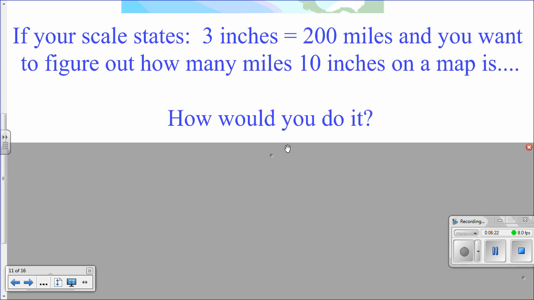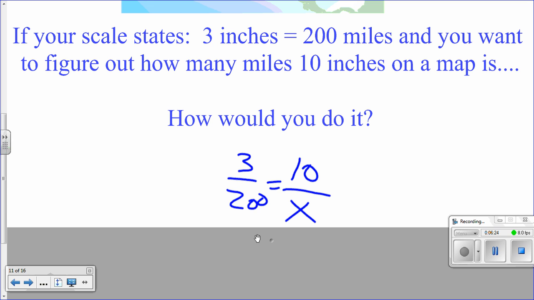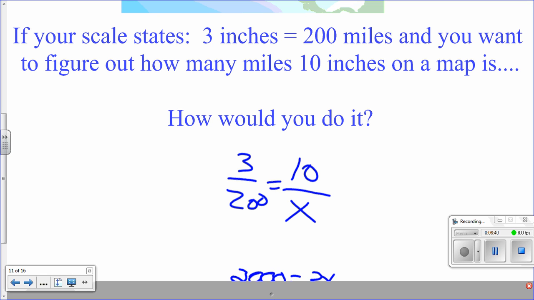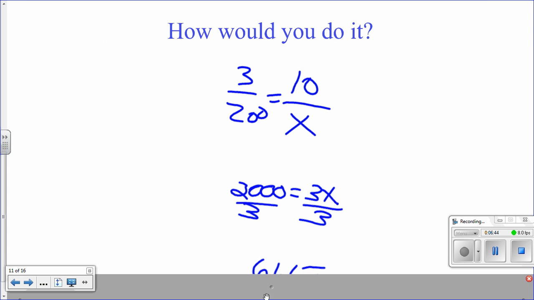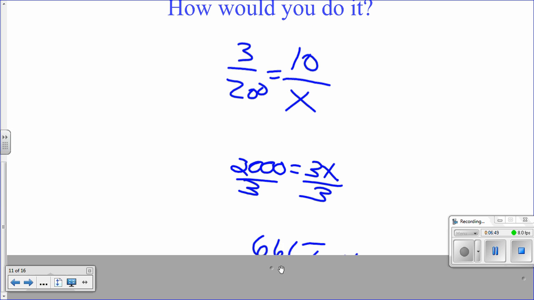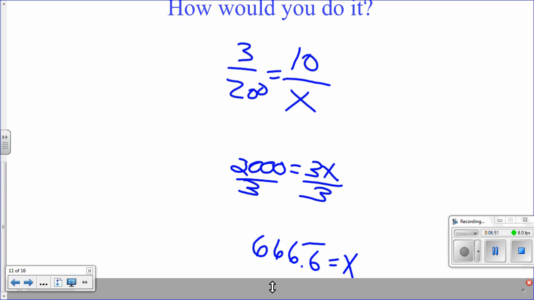Well, you're going to set up a proportion. Whenever you have a map, you put the map length over the actual length in real life. So in this case, it would be 3 inches over 200 miles, and it's going to be equal to 10 inches, because that's the map again, over how long it is in real life. Again, you're going to do your cross multiplication and solve for x, and we get approximately 666.6 repeating.